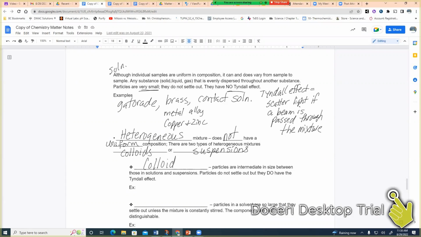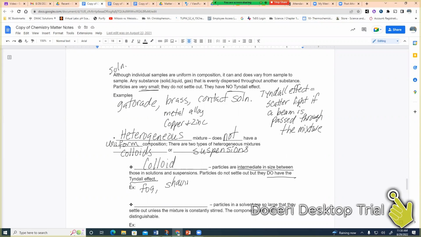Those are a little harder to describe, a little harder to find. The particles are intermediate in size between the solution, which are very small, and then we'll talk about a suspension, and theirs are large. The particles do not settle out, but they do have the Tyndall effect. So those particles are kind of floating in the solvent instead of settling out. So once again, it's like fog, because fog is an example of one of those. If light is shown through that, then it's going to hit some of those particles and be deflected or bounce back. So fog is an example of it.